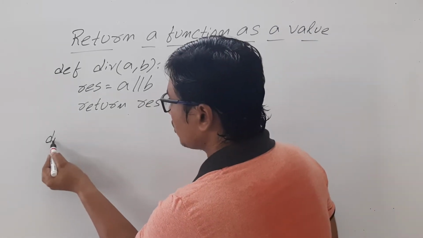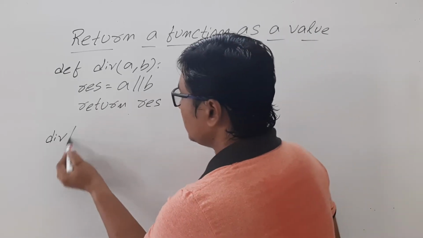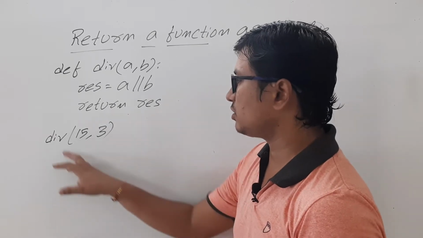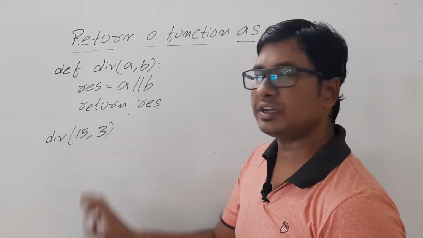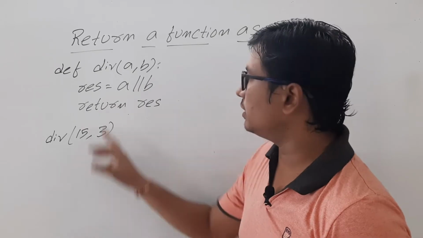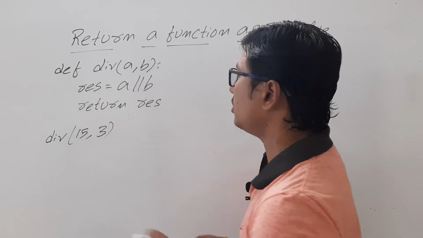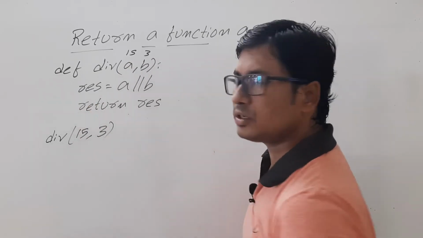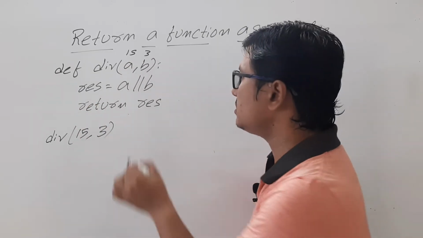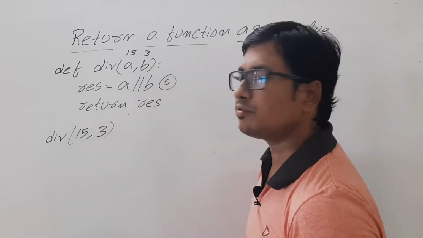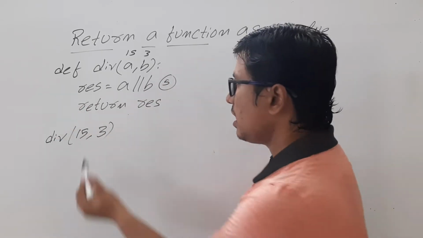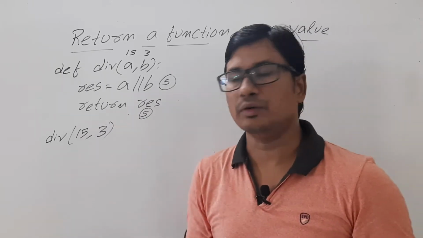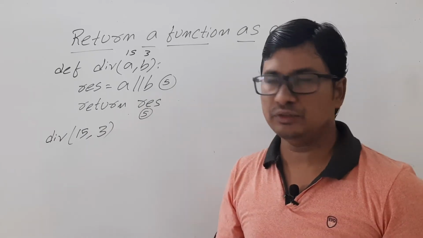Now let's say I am calling the division function with a value 15 and b value 3. Then what will happen? This is the function div with values 15, 3. Control will go here, and a will have the value 15 and b will have the value 3. Then res is equal to 15 integer division 3, you will get a value 5 that will be stored in a variable called res, and you are returning res, so you are returning the value 5. This we know till now. How can we return a value from a function?